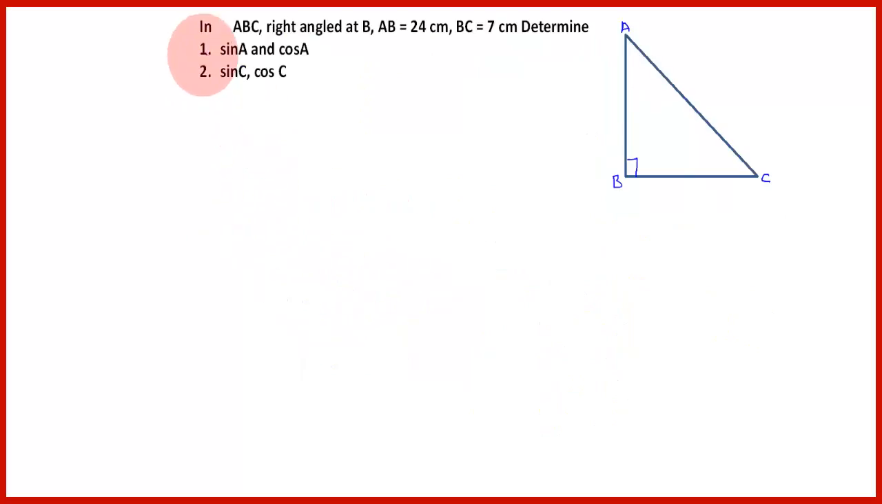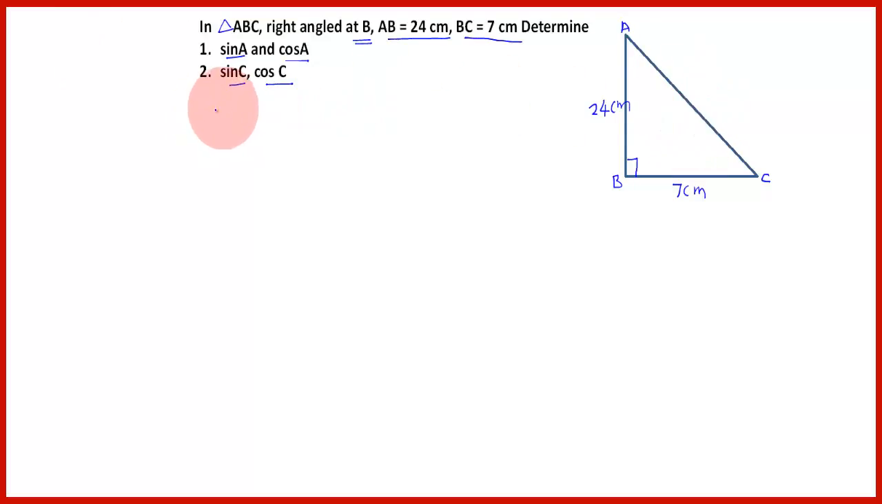The next question is: in triangle ABC, right angled at B, AB is equal to 24 centimeter, BC is equal to 7 centimeter. Determine sin A, cos A, sin C and cos C. Here AB is 24 centimeter and BC is 7 centimeter, and so we have to find sin and cos. So it will require the length of the hypotenuse. So first we will find the length of the hypotenuse by Pythagoras theorem.